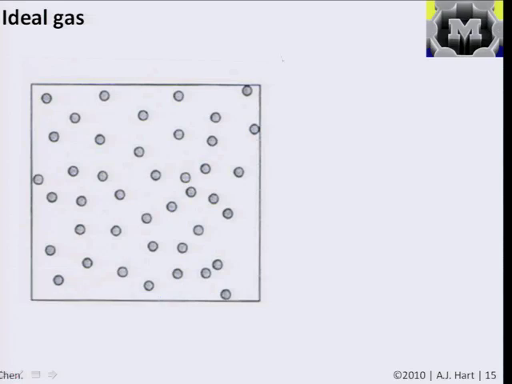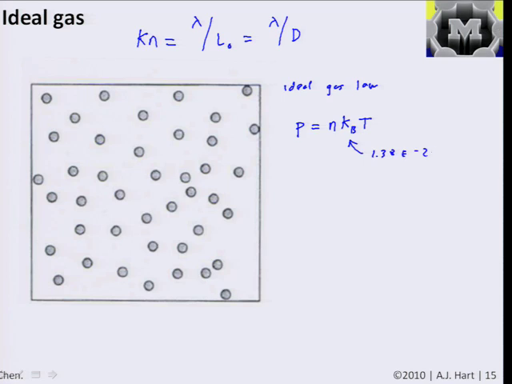So we saw on the previous slide that we're defining our Knudsen number for gases as the mean free path divided by our length scale, or lambda divided by D. According to the ideal gas law, which we all know, there are many forms of it, but the one we're going to use now is that the gas pressure is equal to n, which is our number density that we defined previously, times Boltzmann's constant Kb, times the absolute temperature. In this case, Boltzmann's constant is 1.38 times 10 to the minus 23 joules per Kelvin.